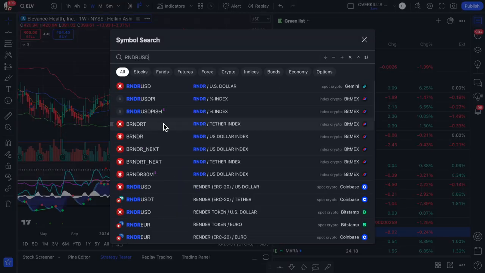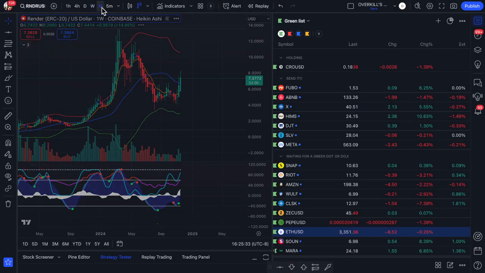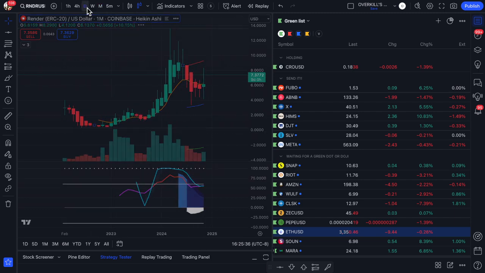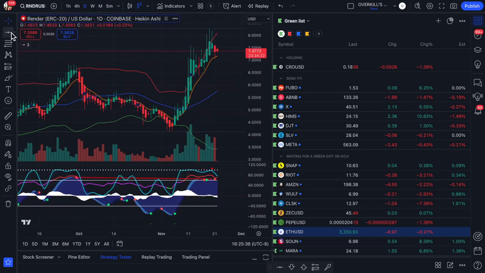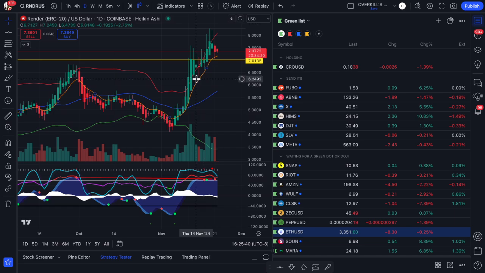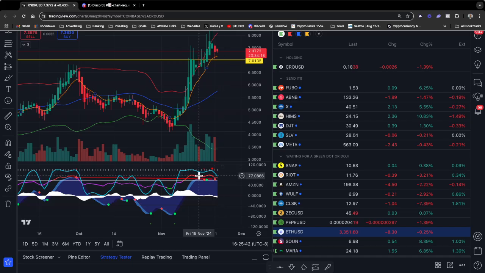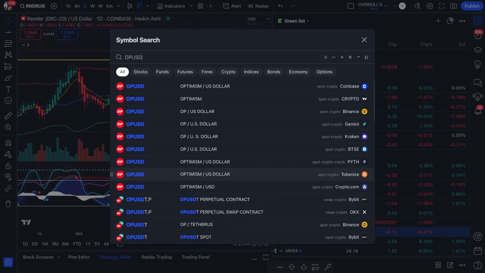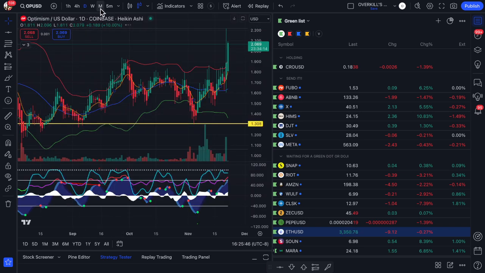Render, RNDR, USD. Let's go back to the monthly here. Okay, monthly's looking good. Where's the daily? The daily's got a red dot there. So again, protect your gains. Use that stop loss at about $7. Okay, I'm going to go rapid fire here because we're about an hour and a half in here.